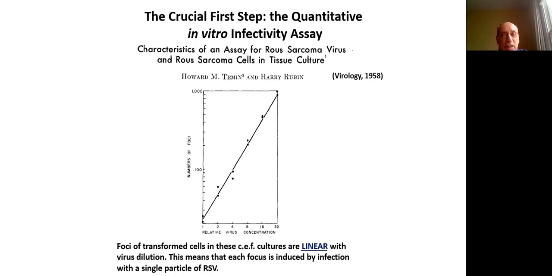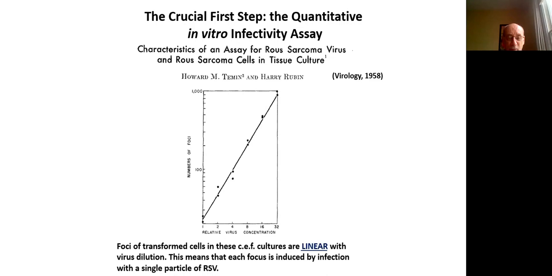And the key thing about this is the number of foci of transformed cells is linear with virus dilution, as shown in the graph. That means each focus is induced by infection with a single particle of Rous sarcoma virus. This is now an assay which can be used to quantitate the activity of the sarcoma virus preparation.